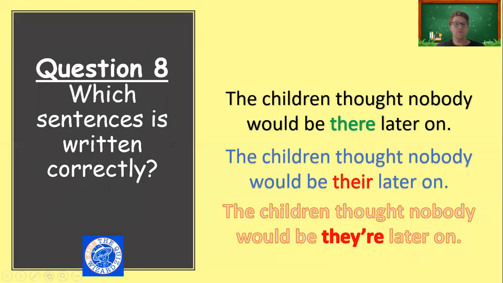Number 8, which sentence is written correctly? So the sentence was, the children thought nobody would be there later on. It is the there that is in green because that is a positional there. Whereas their, T-H-E-I-R, is a belonging. And they're, the bottom one, apostrophe R-E, is a contraction for they are. So that wouldn't make sense, would it? The children thought nobody would be they are later on. So that doesn't make sense. So it's the top one, T-H-E-R-E.